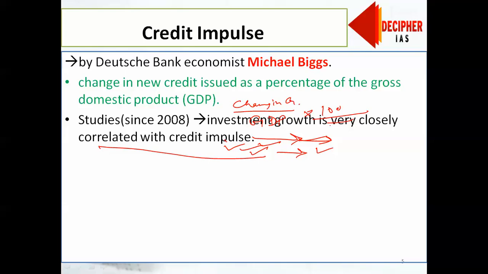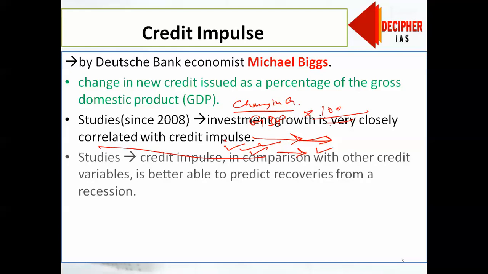Okay. So what do studies say? Studies say the credit impulse, in comparison with other credit variables, is better able to predict recoveries from a recession. Now, what do you mean by recession? Recession is generally a contraction of the economy or negative growth rate which continues for at least 2-3 quarters. Okay. So the credit impulse is able to predict even the recession better than the other credit variables.